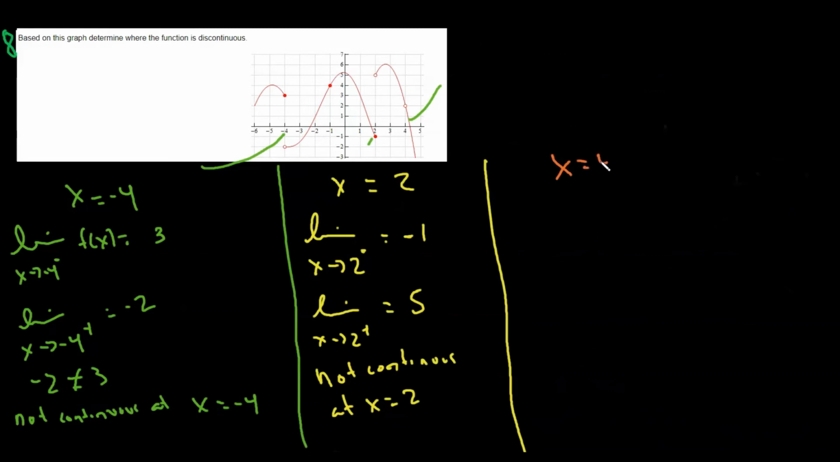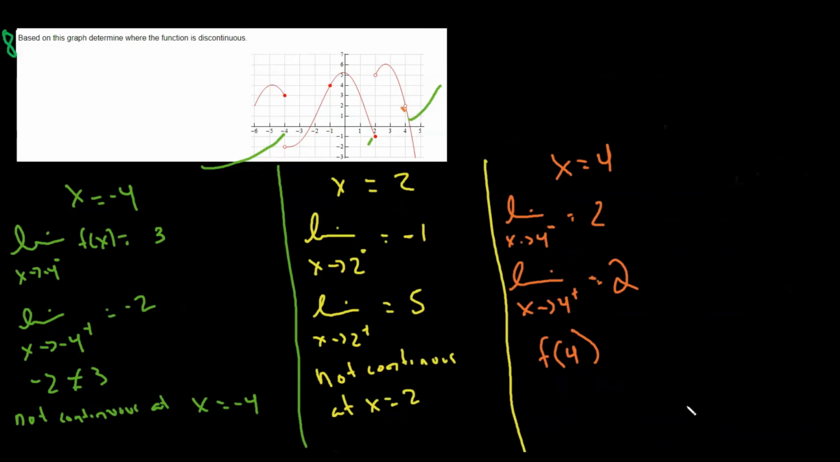X equals 4. So the limit as x approaches 4 from the left, follow this, we see that it's equal to 2. The limit as x approaches 4 from the right approaches 2 as well. We might want to say that it is continuous at x equals 4, but we can't, because if we evaluate the function at x equals 4, we see that it goes to a white circle, which means it does not exist.